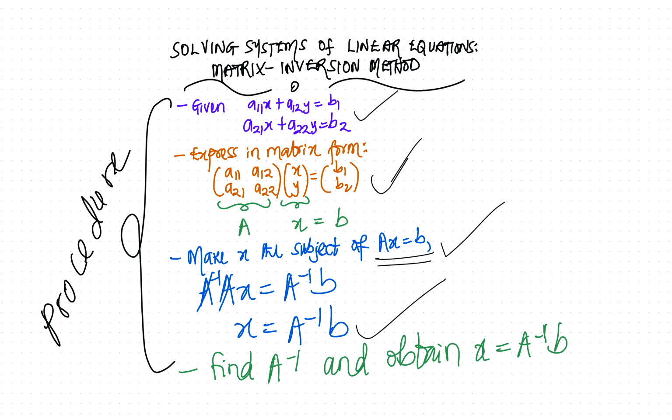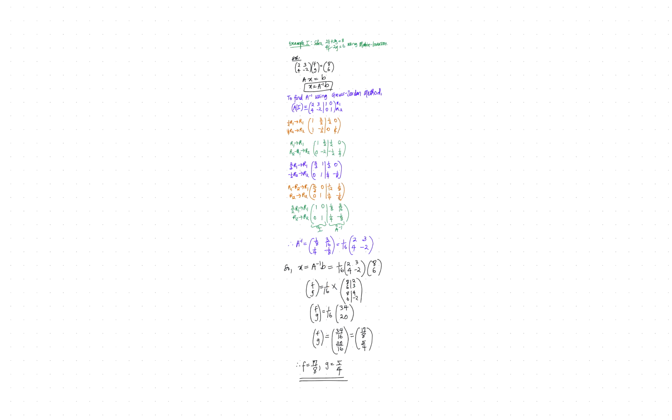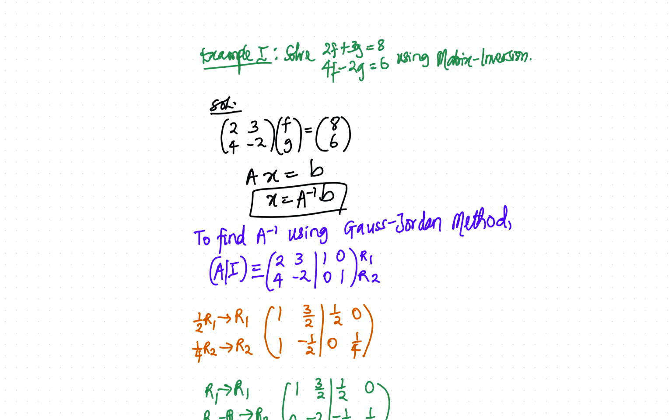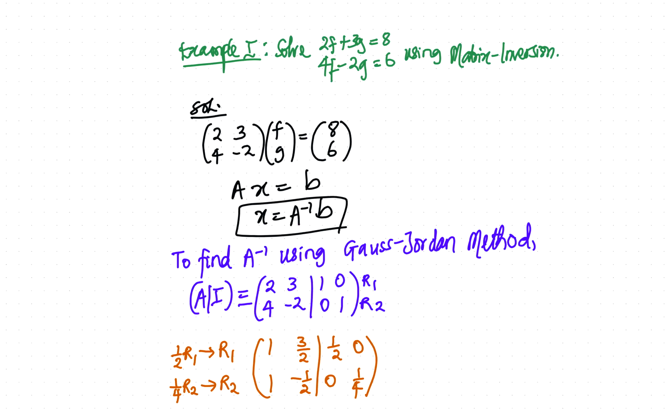So let's get into some actual questions and see how things go. I'm starting with a 2 by 2 system as usual. I guess it's the same system I solved in the video preceding this. So here we want to solve 2f plus 3g equals 8, 4f minus 2g equals 6 using matrix inversion.